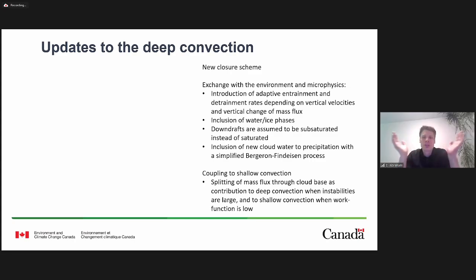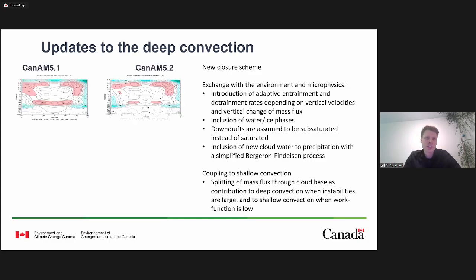Thanks. So that means that we get a better interaction with the environment. We also included ice phases within deep convective cells, which means we introduce an extra latent heat release, and our deep convective cells are able to rise higher, interact with the tropopause and sometimes overshoot into the stratosphere. We also assume that the downdrafts no longer need to be saturated, which was an assumption we used before, and from which we also diffuse more moisture into the troposphere. And we include a very simplified Bergeron-Findeisen process, which helps us with the microphysics and the precipitation coming out of deep convection.